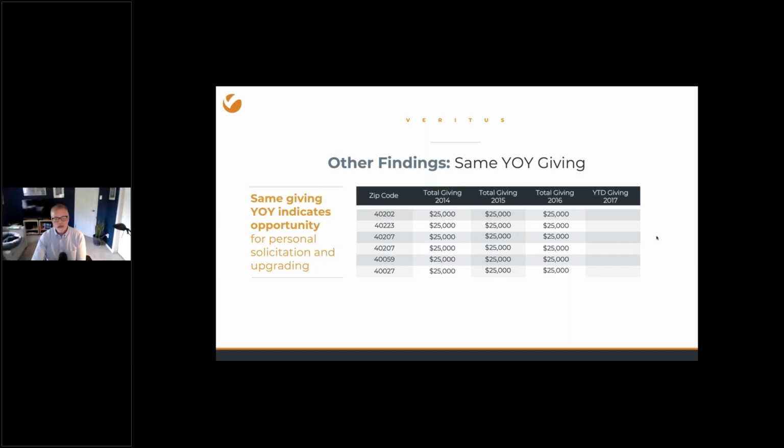When you ask, what's the story behind them? They don't know. Why? Because they don't know those donors. If you don't know your $25,000 a year donor, that's a problem. And this is what you'll have.